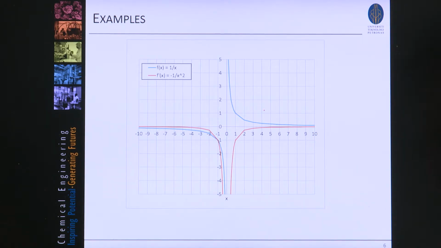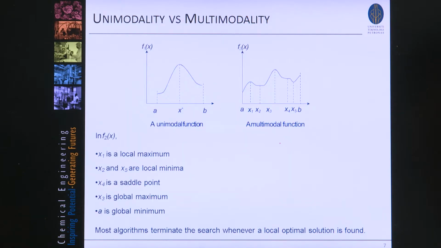Just another example, a very simple one, is if the function is f equals 1 over x. We can see that this function is discontinuous with x approaching 0. If x approaches 0 from the positive side, f(x) will go to infinity. If we approach 0 from the negative side, f(x) will approach minus infinity. And the first derivative of this is minus 1 over x squared, which is also discontinuous in this case.